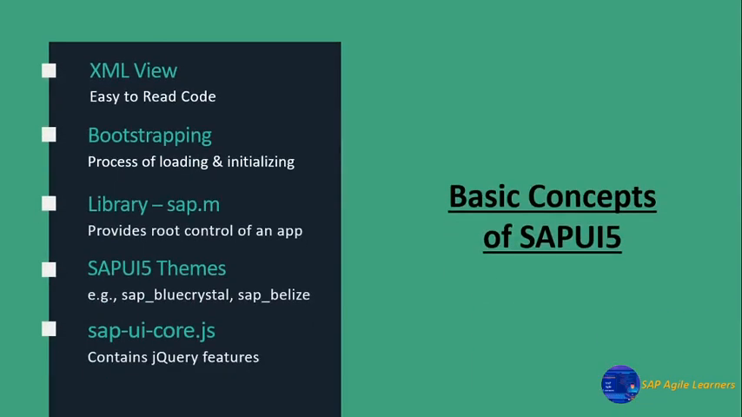Before we see a demo, let's understand some of the SAP UI5 concepts. First, XML View. SAP UI5 supports various view types like XML, HTML, and JavaScript. We usually choose the XML view as it generates more legible code. Second, bootstrapping. The process of loading and initializing SAP UI5 is known as bootstrapping. Next, library sap.m. It provides root control of an app. Next, SAP UI theme. SAP UI5 supports different themes, for example sap_bluecrystal or sap_belize. And the last, SAP UI core.js. This file contains jQuery features which you can use while developing your apps.